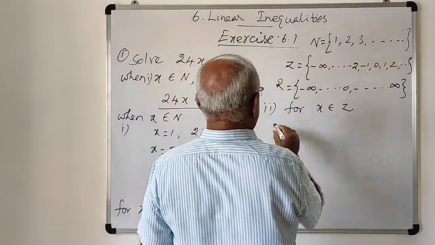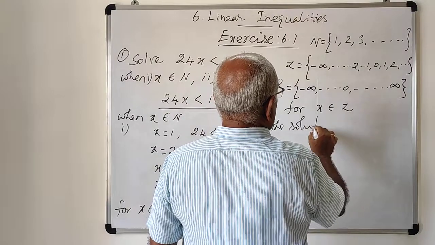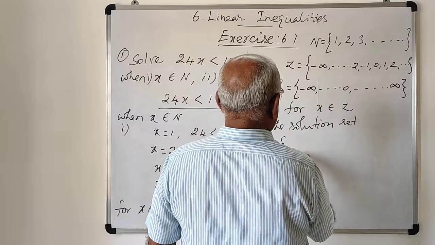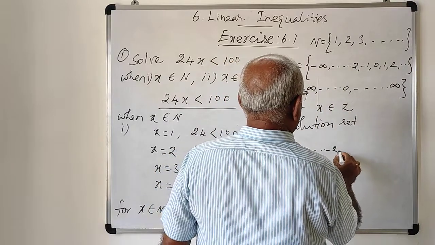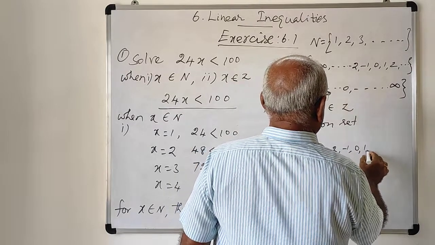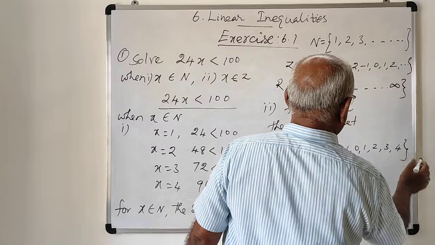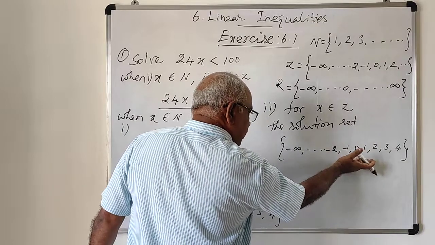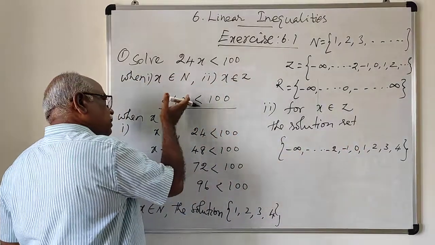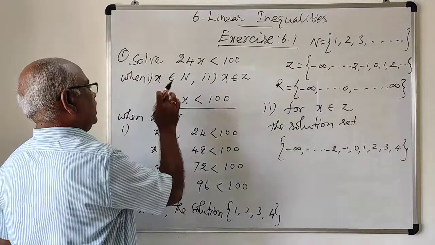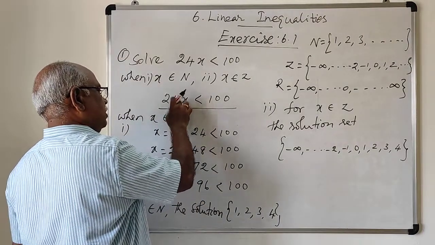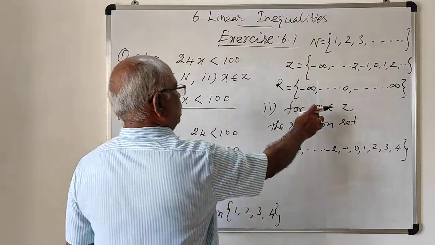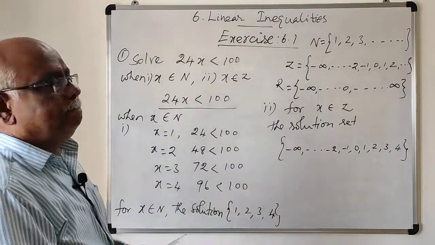Therefore, the solution set for the set of integers is 1, 2, 3 up to 4, which we already proved for natural numbers. After that, x is 0, minus 1, minus 2, etc. All the negative numbers also satisfy this inequality, because if you substitute them for x, they are certainly less than 100. Therefore, the solution, minus infinity to 4, is the solution for x belongs to Z. That's all about problem 1.